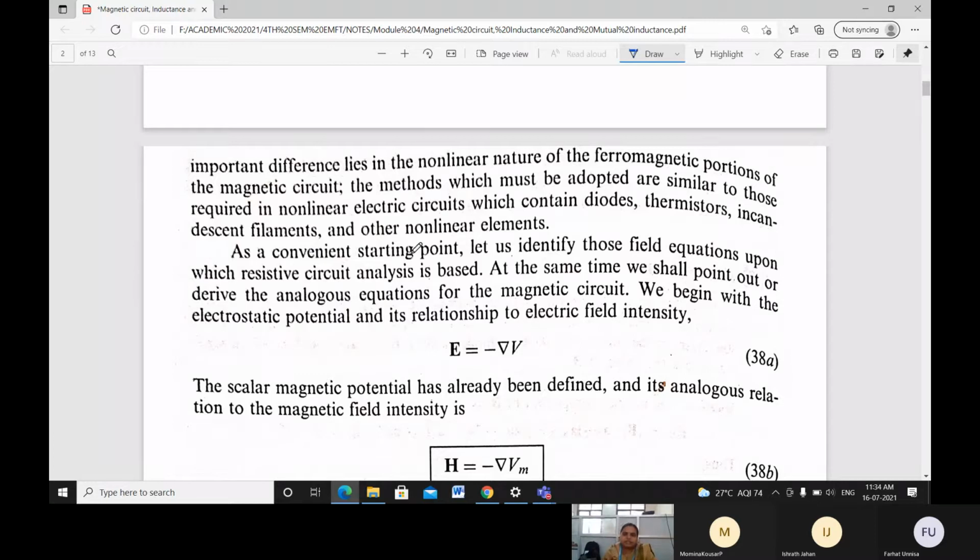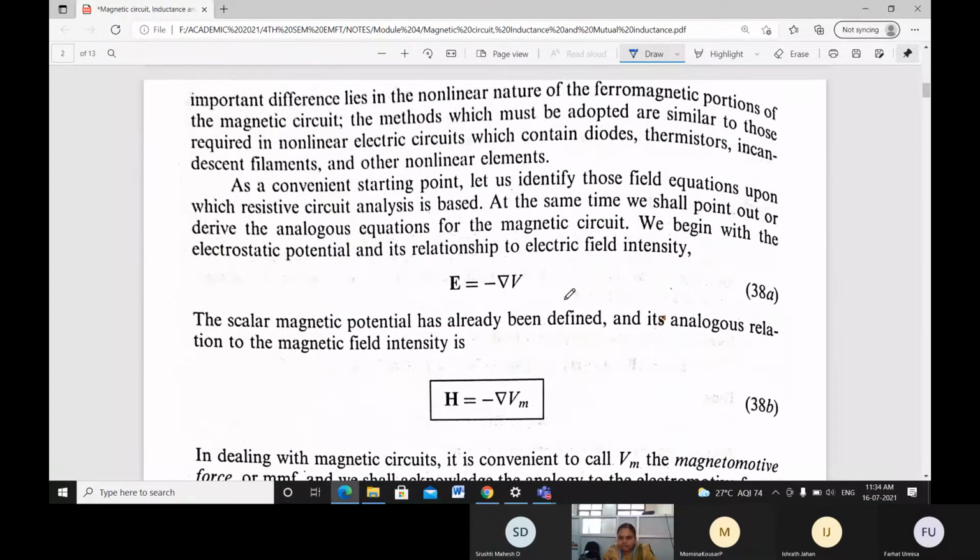Then the method we are going to adopt is like that of nonlinear electric circuits, with some examples here taken as diodes, thermistors, and incandescent filaments, which are some of the nonlinear elements. For this, what might be the magnetic equations? We are going to derive the equation, looking towards our electric field intensity and its relationship with the potential.